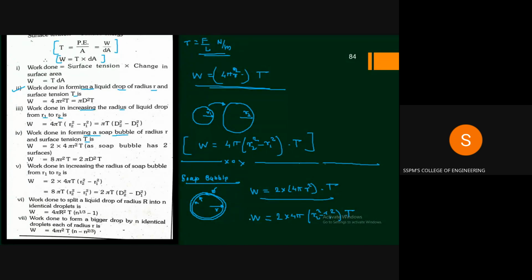Next we have two equations. The first equation is the work done to split a liquid drop of radius capital R into n number of smaller droplets having equal radius. That work done can be given with the equation W is equal to 4 pi r square into surface tension into bracket n raised to 1 by 3 minus 1, where n is the number of smaller droplets.